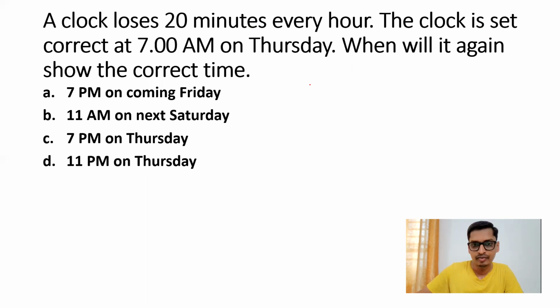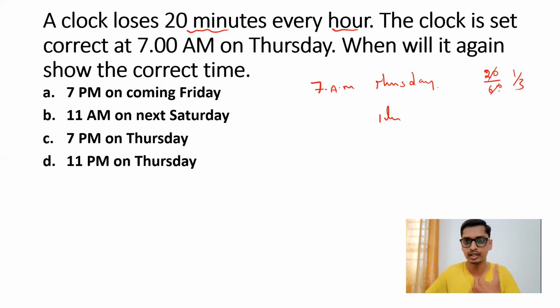So now it is 7 a.m. on Thursday. Now the clock loses 20 minutes for every 1 hour, right? So for every 1 hour, it loses how much? 20 minutes. So what is 20 minutes? It is 1 by 3 hour, right? Divided by 60, it is 1 by 3 hour. So for every 1 hour, the clock loses 1 by 3 hours. It has to lose how many hours to show the correct time again? So it has to lose a complete 12 hours to show the correct time again.